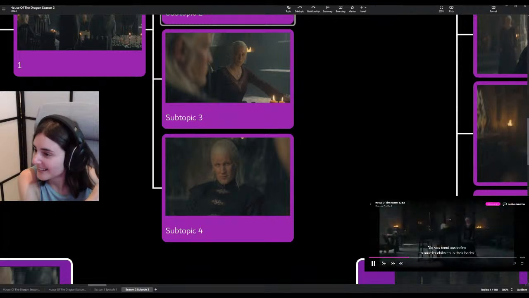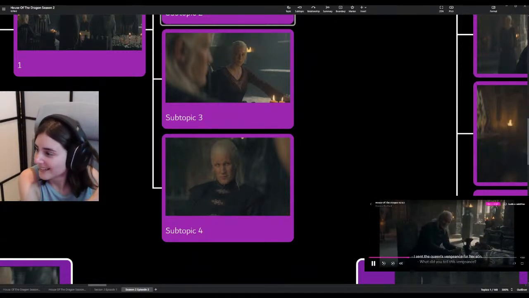Did you send assassins to murder children in their beds? I sent the Queen's vengeance for her son. What did you tell this?